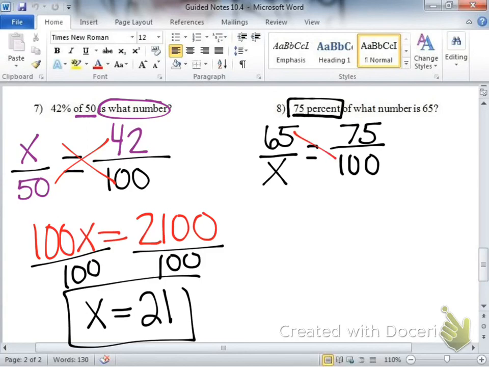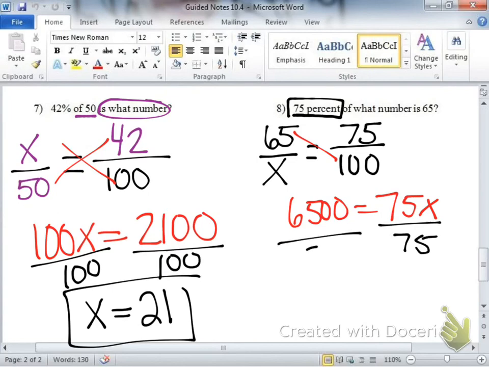All right, cross multiply. 6,500 equals 75x. What do I need to divide both sides by? Oh, you did 75x equals 6,500? That's fine. Same thing. You'll get the same answer. Whoa, I don't know why I put an X down there. My bad. All right, so what's the answer here?